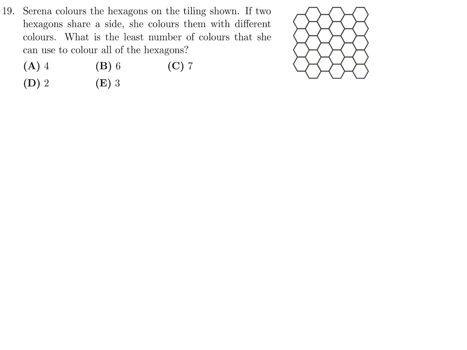Serena colors the hexagons on the tiling shown. If 2 hexagons share a side, she colors them with different colors. What is the least number of colors that she can use to color all the hexagons?